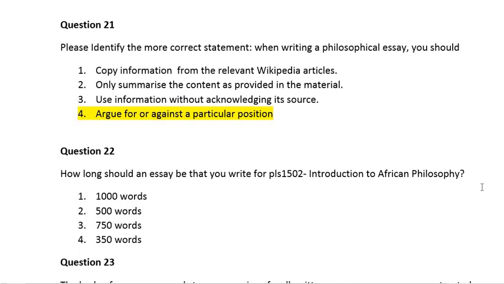Question 22. How long should an essay be that you write for PLS1502, Introduction to African Philosophy? Number 1, 1000 words. Number 2, 500 words. Number 3, 750 words. Number 4, 350 words. So here guys, the correct answer is number 3, which is 750 words.